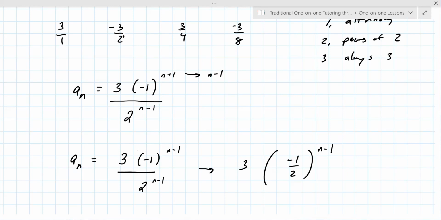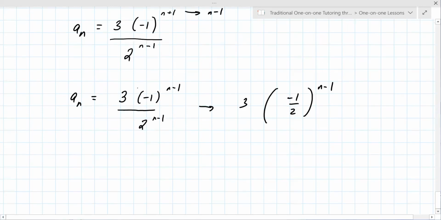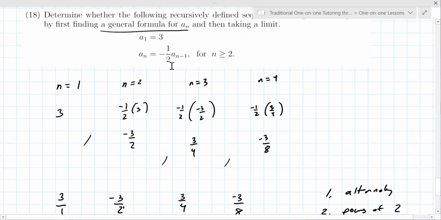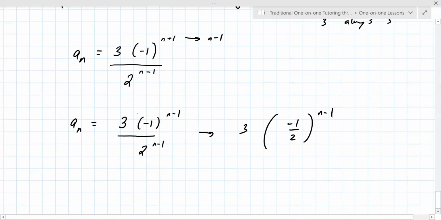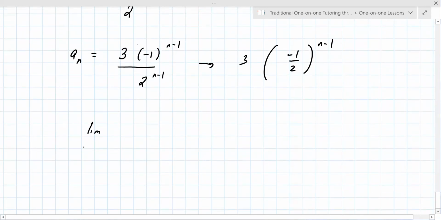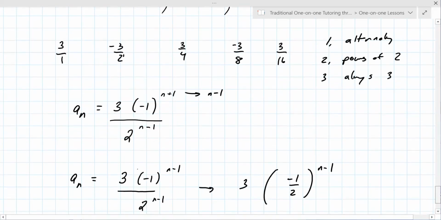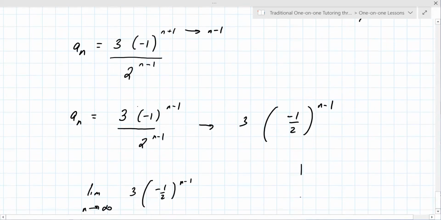All right, so that's the formula, and then you take a limit as n goes to infinity. This is geometric though, right? And that means it's got a common ratio. The common ratio is the minus 1/2 here, but that doesn't help you. The limit as n goes to infinity of 3 times minus 1/2 to the n minus 1 power. The problem is it sits there and it alternates: minus 3 over 8, and then the next one would be 3 over 16.